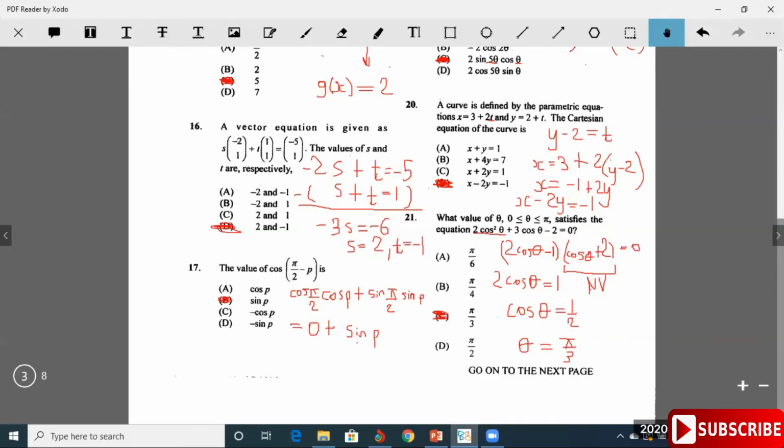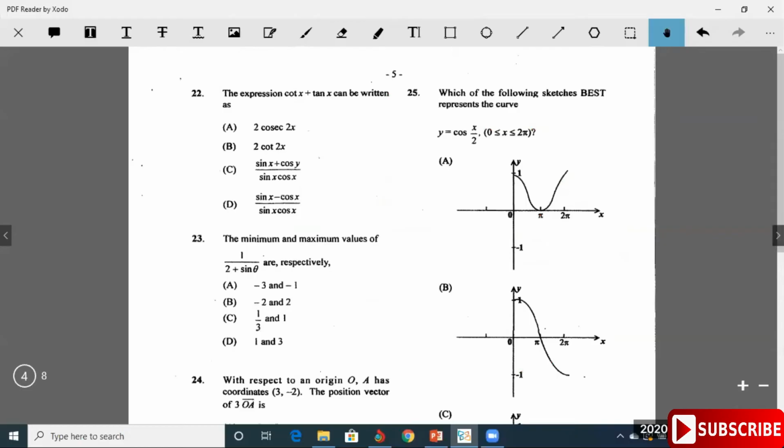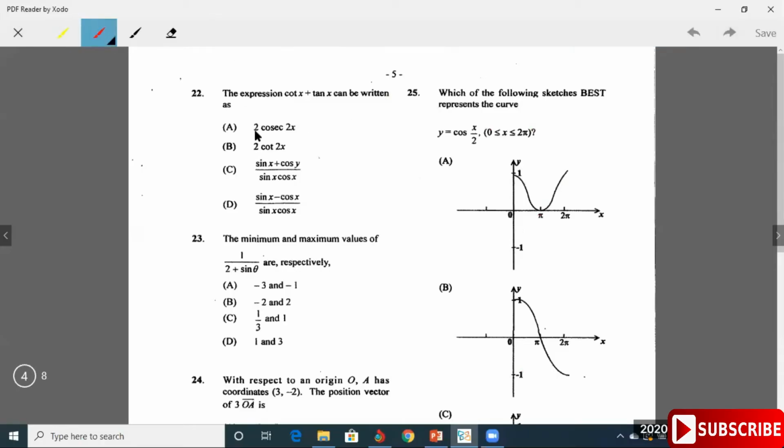So that's question 21. Question 22 is asking us to simplify this expression. All right, thank you, Tony. Simplify the expression of the cotangent of x plus the tan of x. How can we simplify that? Well, we just have to recall that the cotangent of x is cosine x divided by sine x. That's the cotangent of x.